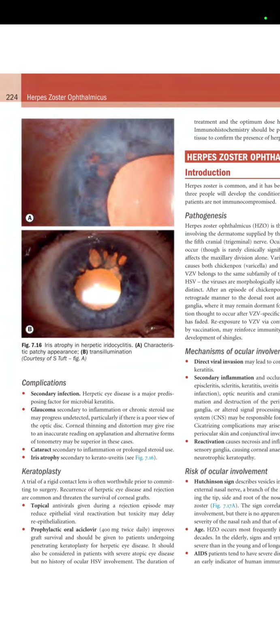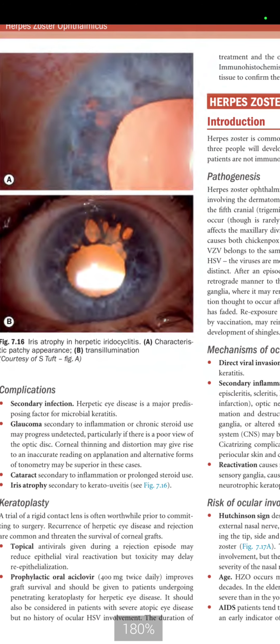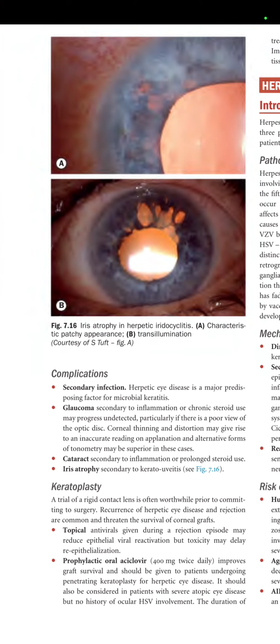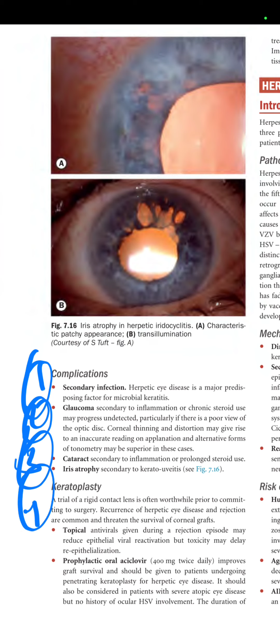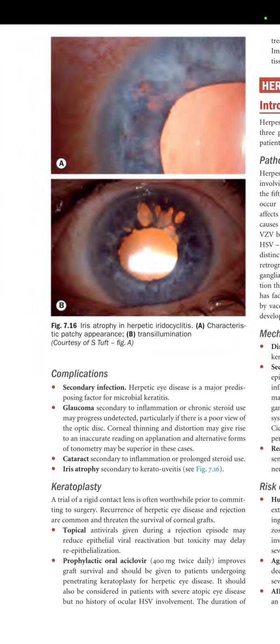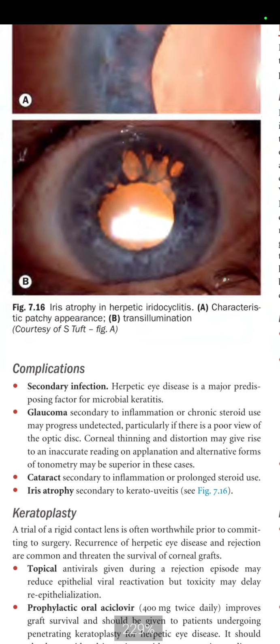Next is, what are the complications of herpes simplex keratitis? Number 1 is secondary infection, number 2 glaucoma, number 3 cataract, and number 4 is iris atrophy. Basically, due to treatment, we get these two. Secondary infection. Herpetic eye disease is a major predisposing factor for microbial keratitis. So other infection can occur with herpetic eye disease.